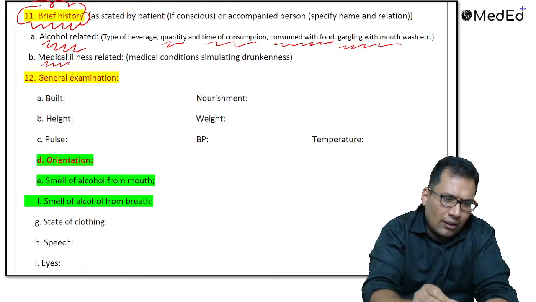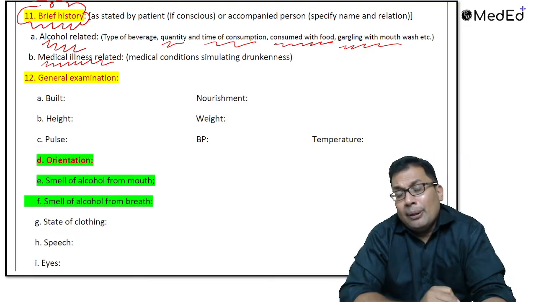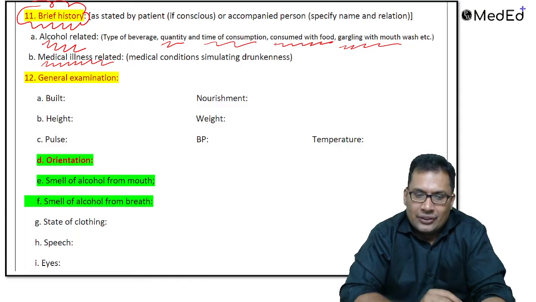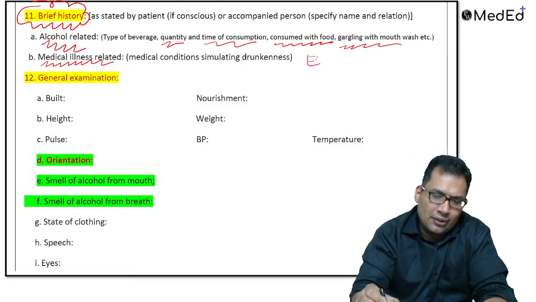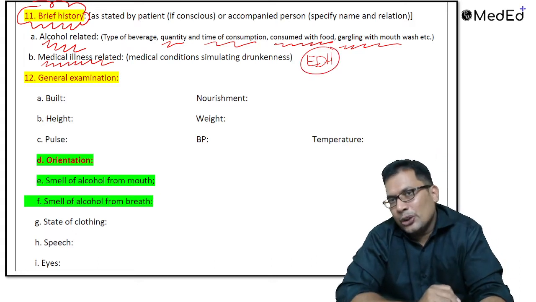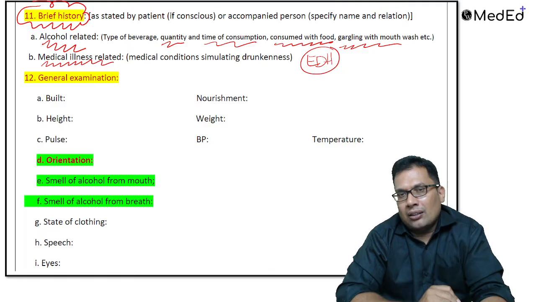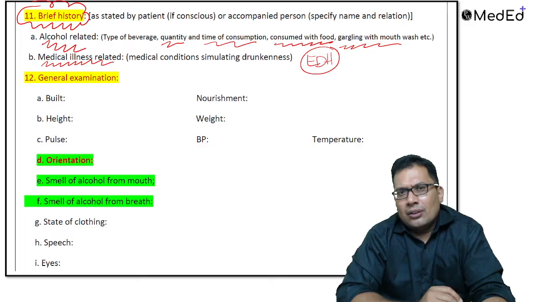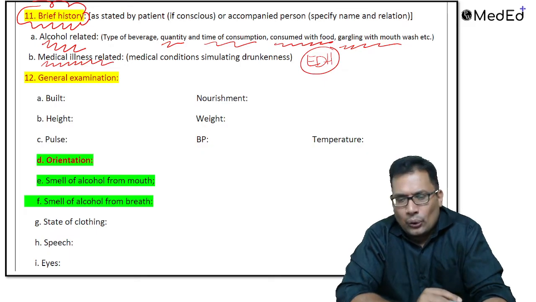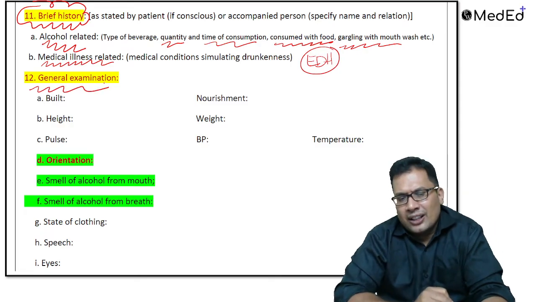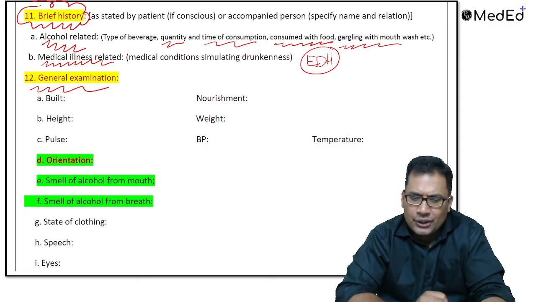Then medical illness, any medical illness, because there are some conditions that can resemble drunkenness. Example, EDH can resemble drunkenness, head injury, or diabetic coma. Okay, so there are many conditions. Any illness in the patient can be noted down. Then comes the general examination. That is the build, nourishment, height, pulse, weight, BP, and temperature.